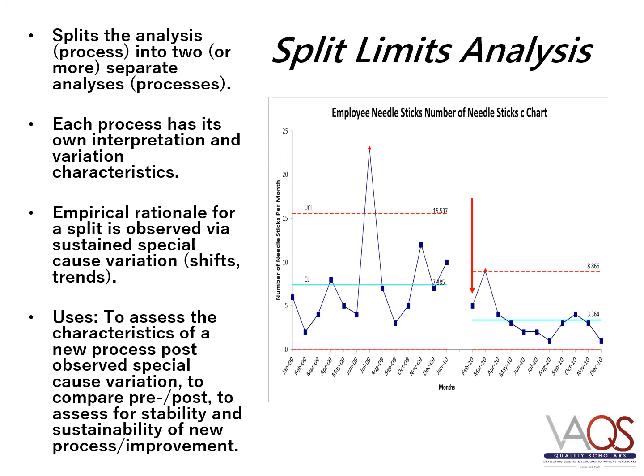Let's discuss the characteristics for split limits analyses shown in the bullets on the left, and then apply them to the case example. Split limits analyses split a single analysis into two or more separate analyses. Each of them has its own interpretation and variation characteristics. Empirical or pragmatic rationale can be applied to justify a split limits analysis, and split limits analyses can be used to assess the characteristics of a new process post-observed special cause variation or fundamental process change, to compare pre versus post-state conditions, and to assess for stability and sustainability of new processes or improvements.